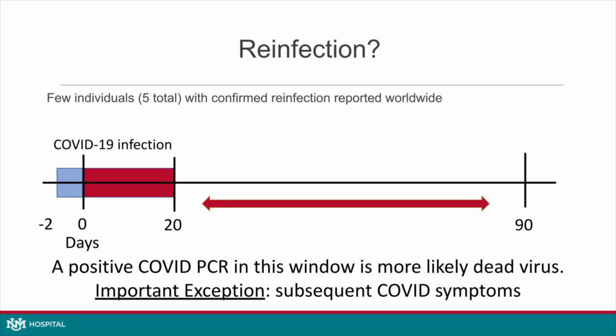There are some important exceptions. I would be a little bit more wary in patients who show up again with COVID symptoms like shortness of breath or worsening cough at the same time. That could represent things like pulmonary emboli or secondary bacterial pneumonias. So if you're having issues sorting that out, please don't hesitate to reach out to me, or infectious diseases certainly as well.